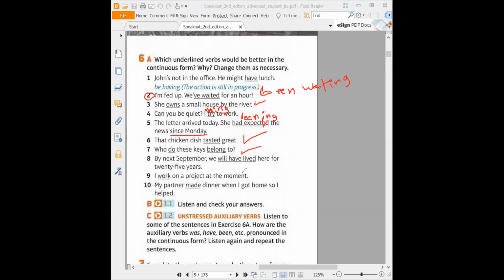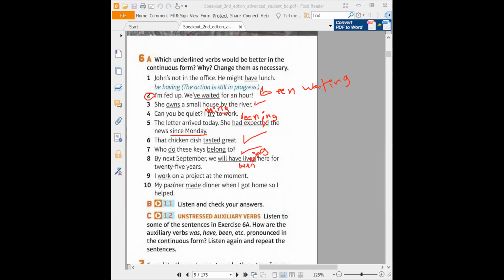By next September, we will have lived here for 25 years. By next September, we have been living here for 25 years. Okay, this tense is a little bit annoying. We will have been living here for 20 years. This is what's called the future perfect continuous.